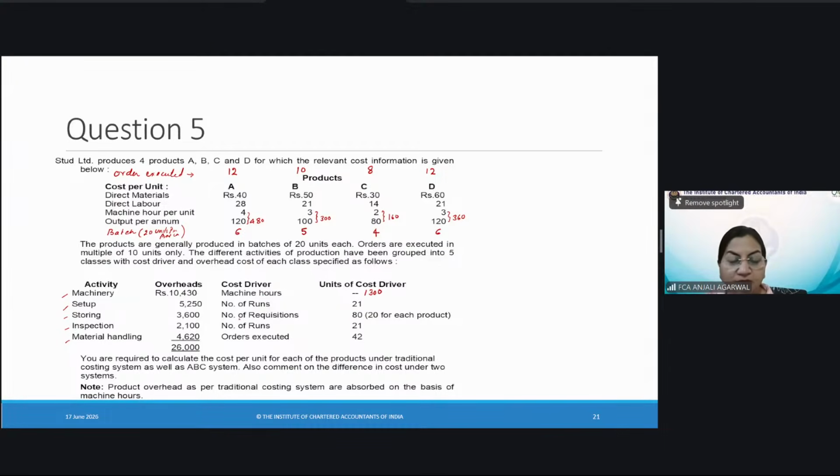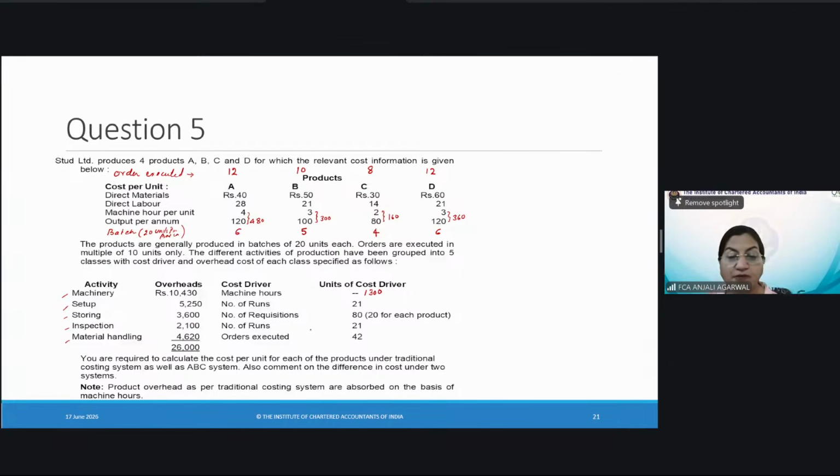Storing depends upon number of requisitions. Number of requisitions are 20 for each product. So this is simply given. Uniform across all four products, 20 for each product, total 80. So we know that it will be divided equally. This cost will be divided equally amongst the four products.